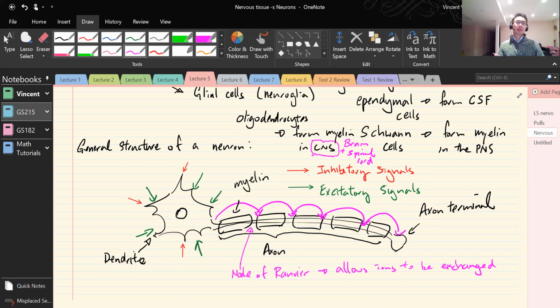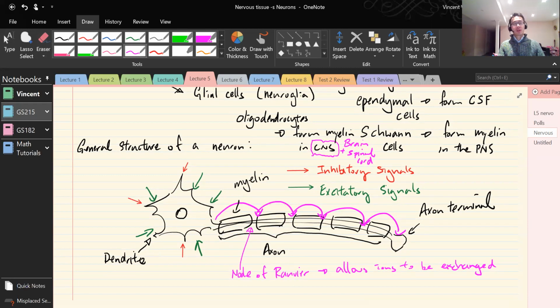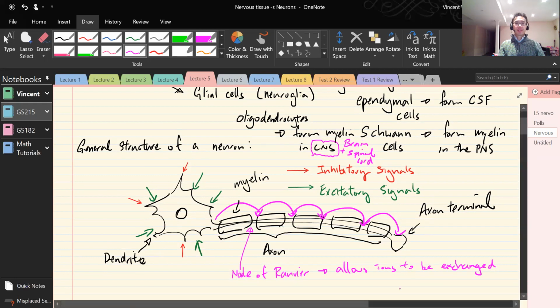Okay, you can think of the signal as like current, right? And ions of course carry charges, and by exchanging ions at these locations, you allow the signal, or the impulse, to jump from node to node. Okay, and that's much faster than going through an axon that does not have myelin. So just in case you're not getting all this, myelin allows faster conduction.